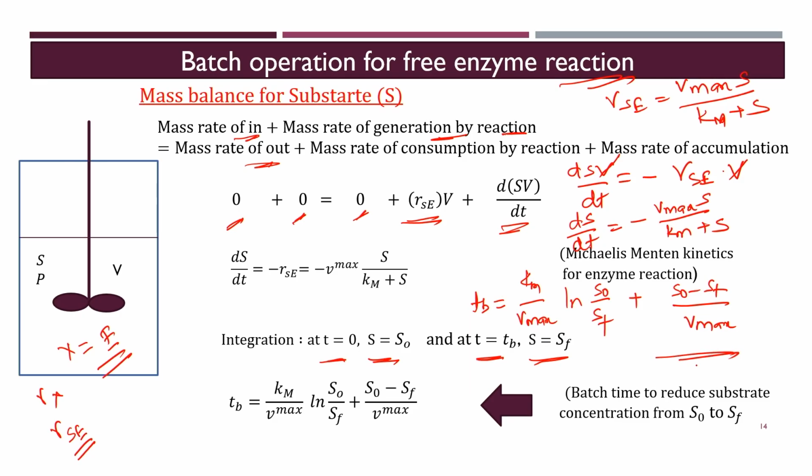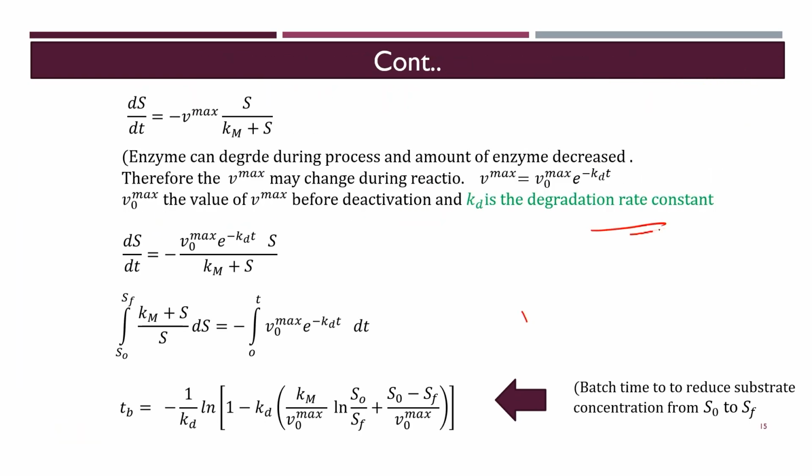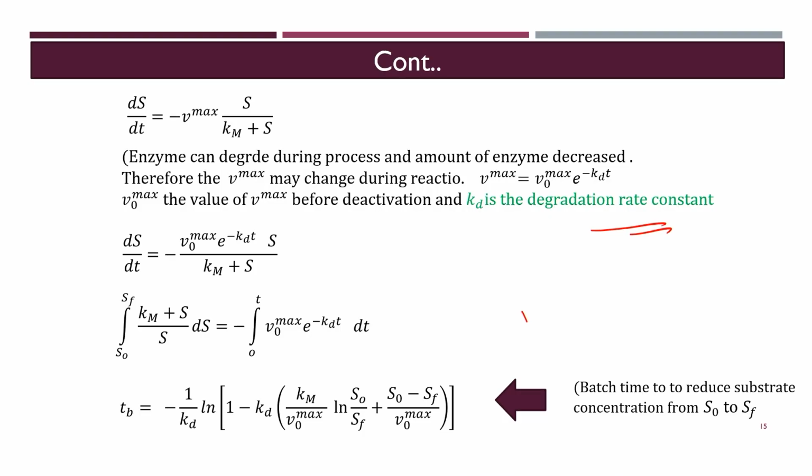So, in the case of enzymatic kinetics, if the Km and Vmax are known, we should be able to calculate the batch time required. Further, when we are dealing with an enzymatic system, it is important to understand that enzymes are susceptible to the external environment, particularly to temperature, pH, and ionic strength. So, with time the enzyme may get degraded.